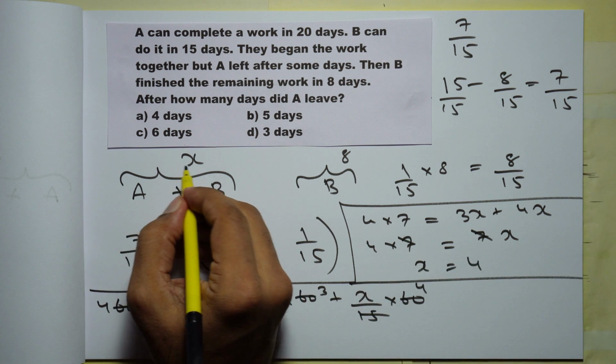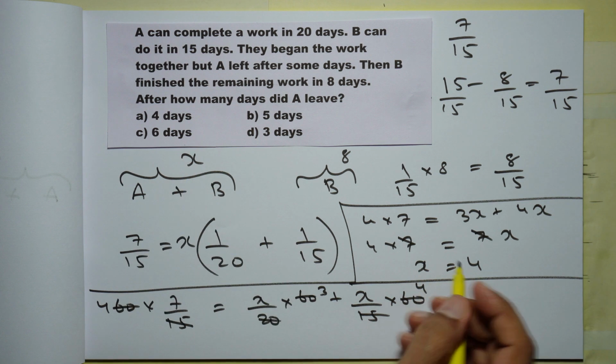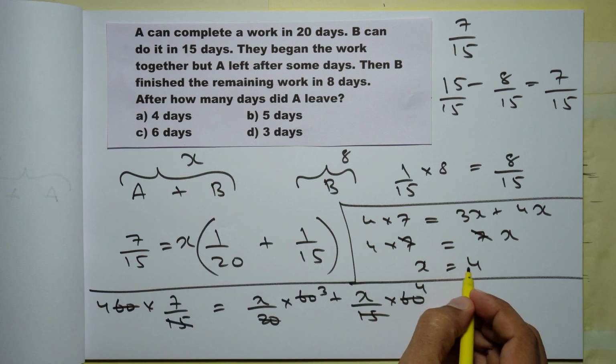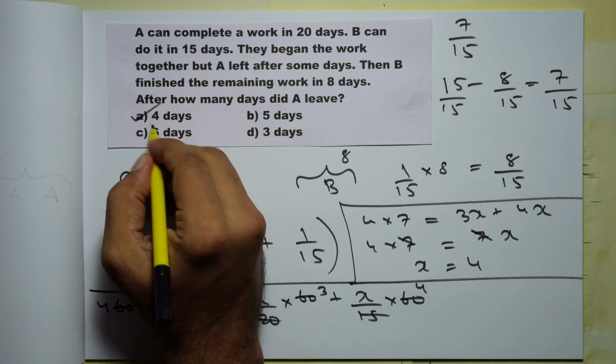So they initially work for X days. X is equal to 4. So after how many days did A leave? After X days, that is 4 days. So option A, 4 days.